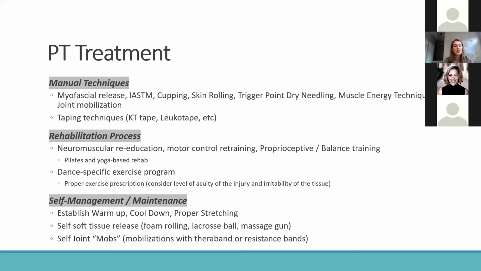And of course, considering self-maintenance and management. So establishing a really good warm-up, cool-down program. A lot of your adolescent dancers often may not have this. They may just walk right into class and do a couple ankle rolls and say that they're ready to start barre. Also, what Emma mentioned, proper stretching and understanding the difference between dynamic stretching and static stretching, and not just hanging out in your end range joints and causing weakness kind of at those end ranges.